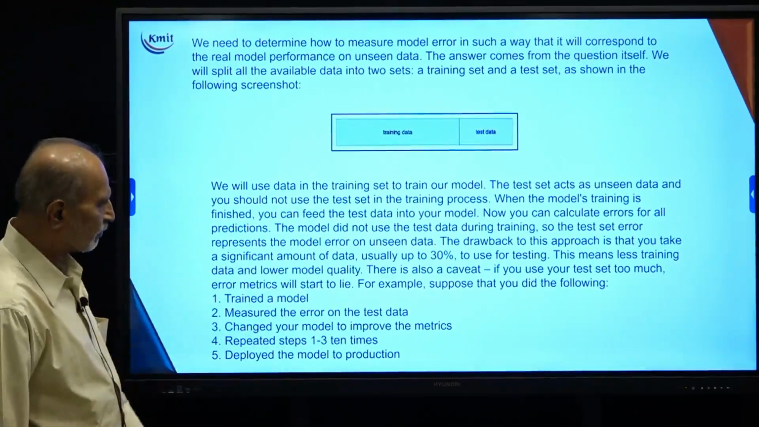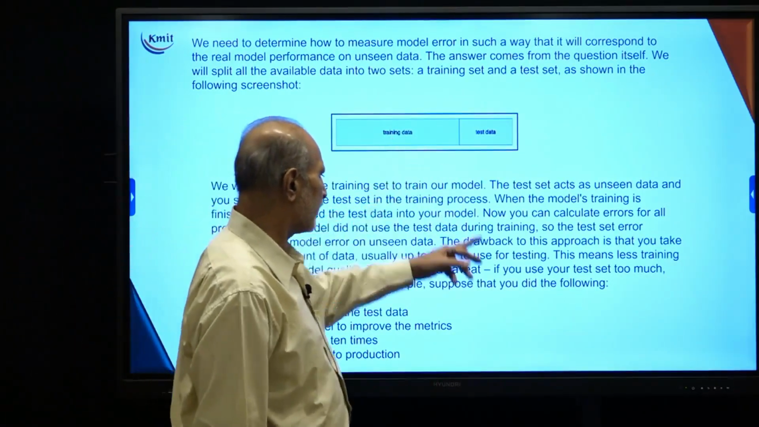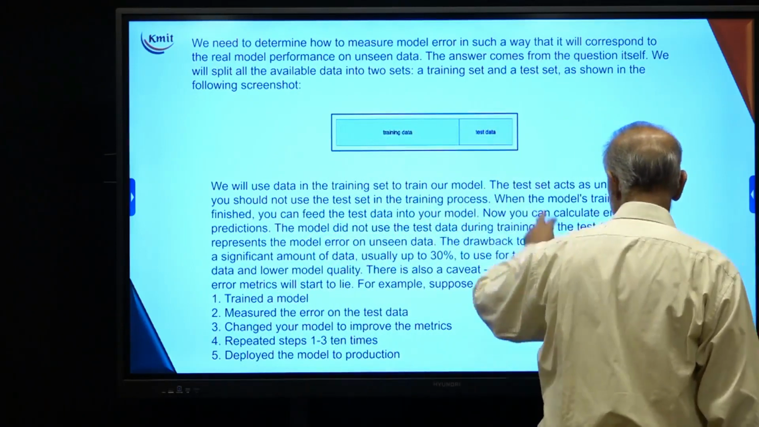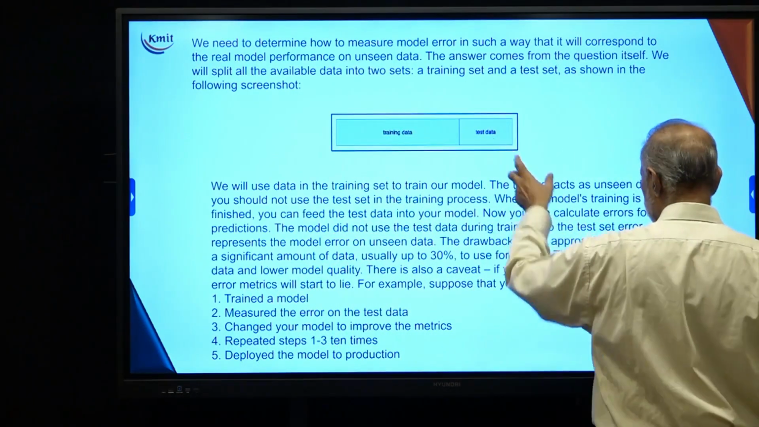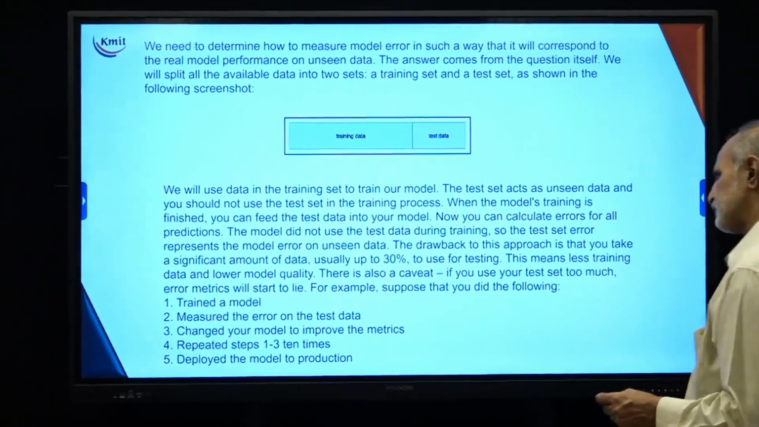The drawback of this approach is that it takes a significant amount of data, usually around 30%, to use for testing purposes. I just now showed you 33%, so almost equal to 30%. This means less training data and lower model quality. This is also a caveat.